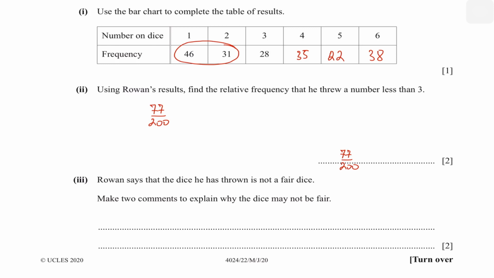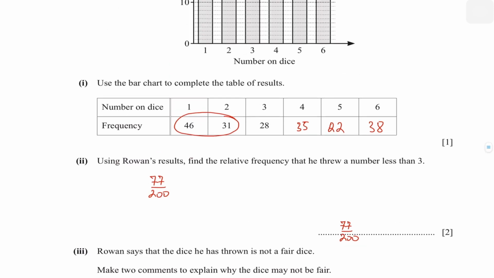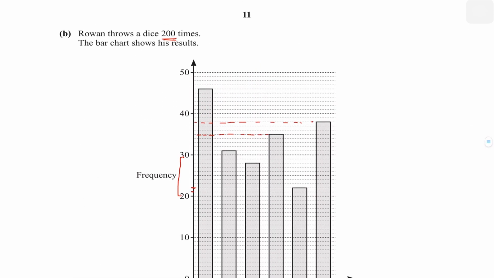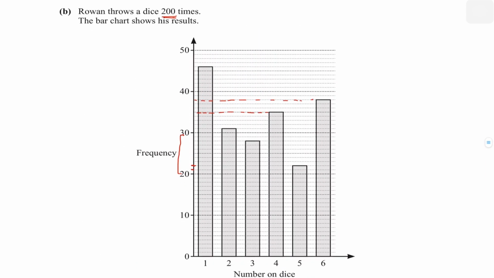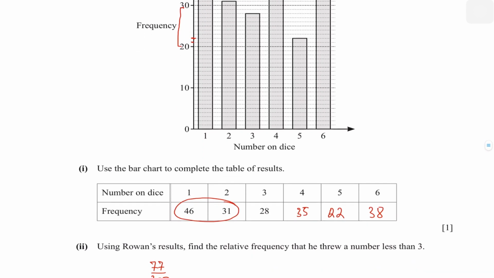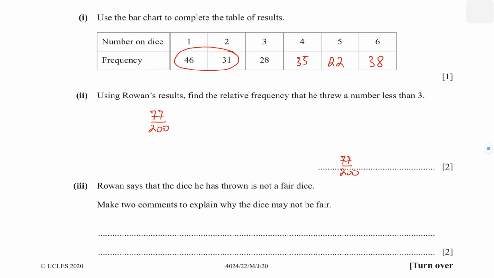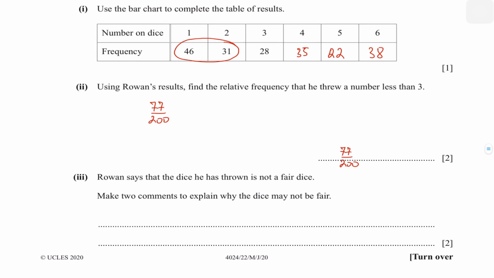Okay, so when we're testing out how fair a dice is, it's always best to test it multiple times. Like for example, you can't test it 10 times, 20 times, or even 50 times. Okay, so we can see that this dice has been tested how many times? This dice has been tested 200 times. So that's enough times to decide whether a dice is fair or not. And even after testing it 200 times, we can see that the difference in the frequency is fairly significant.